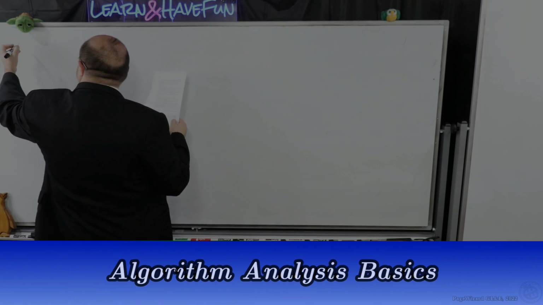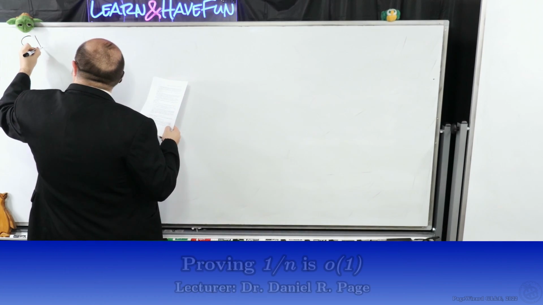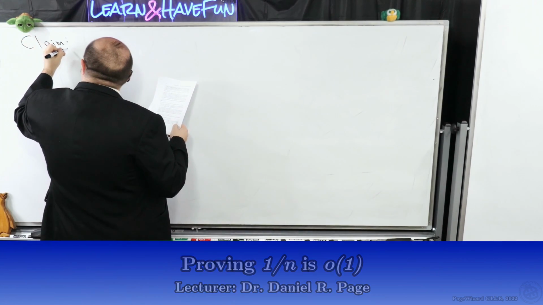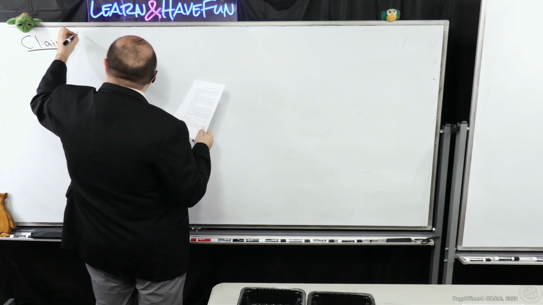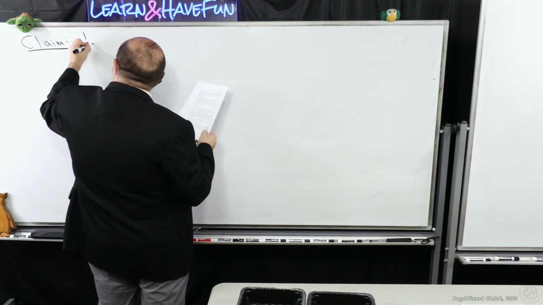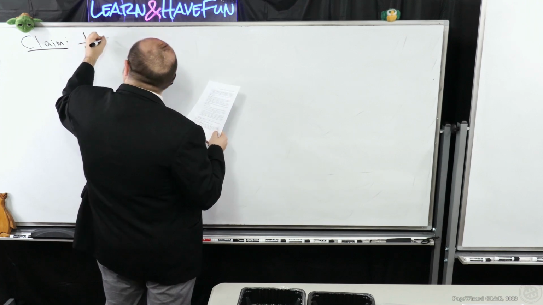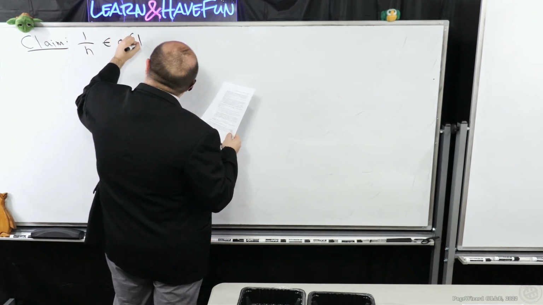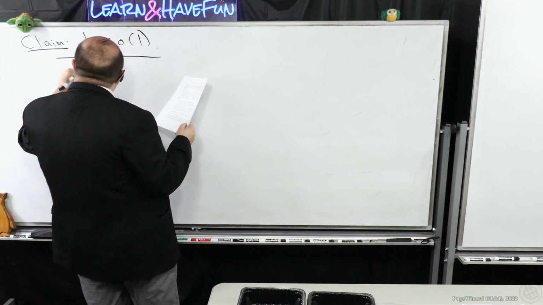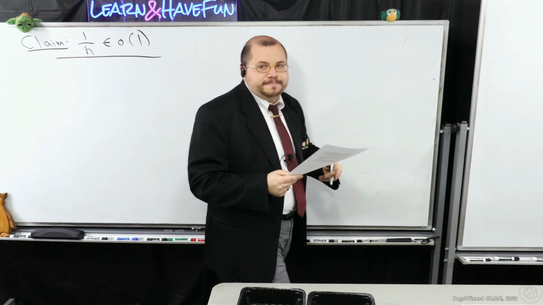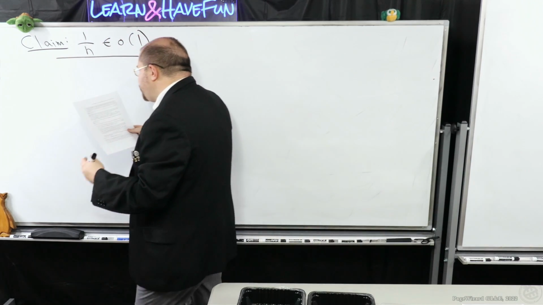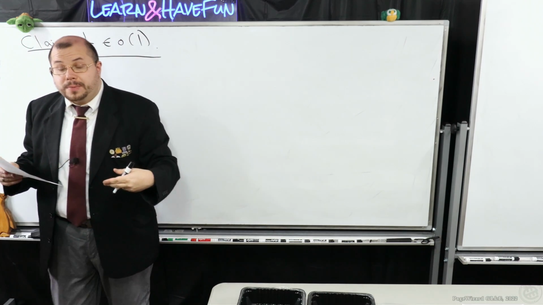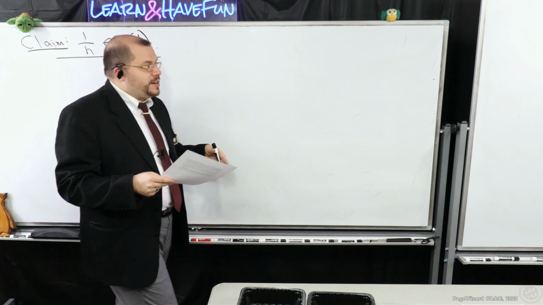I want to show you that there exist other functions, presuming you're allowed non-negative real valued functions. So here's a claim. I'm going to prove for you that 1 over n is little o of 1. So we're going to try proving this in two parts. So remember, we had our first definition and then our second definition.